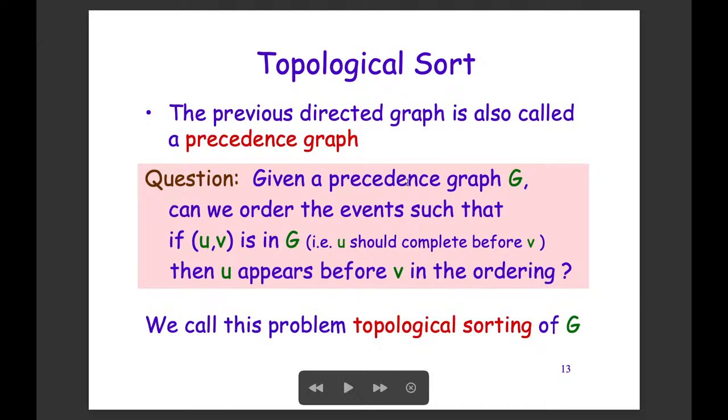So we have a given precedence graph. We want to order the events such that if UV is an edge in the graph, then U appears before V in the ordering. This problem is a kind of sorting, right? We are arranging the nodes into some order. But this is not about the value of a node; it is about the shape, who points to whom. That's why we call this topological sorting. Topological means that it is talking about the shape of a graph.